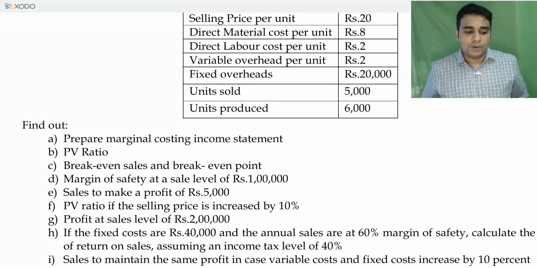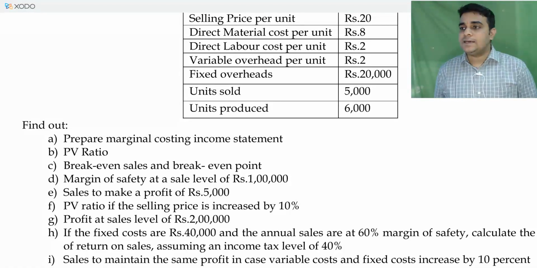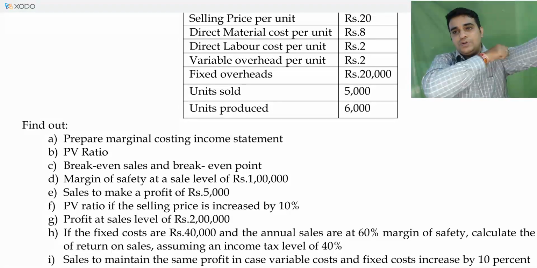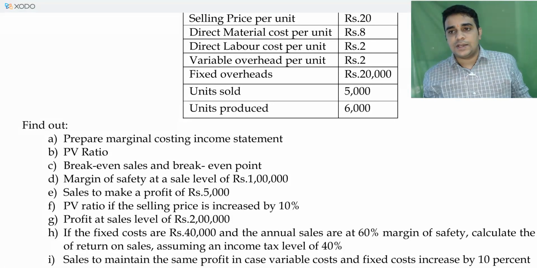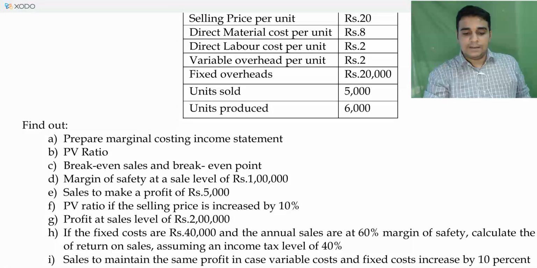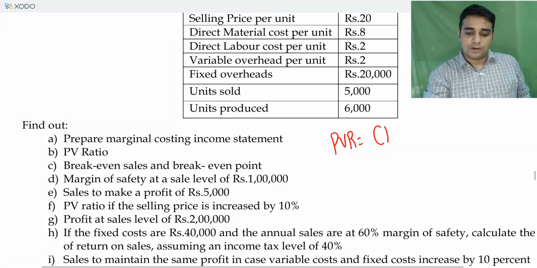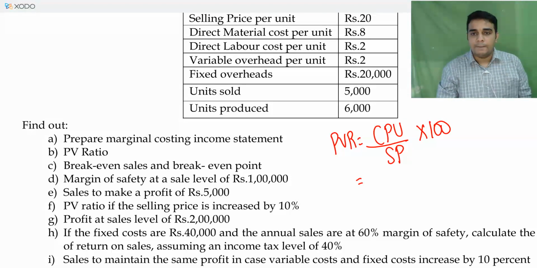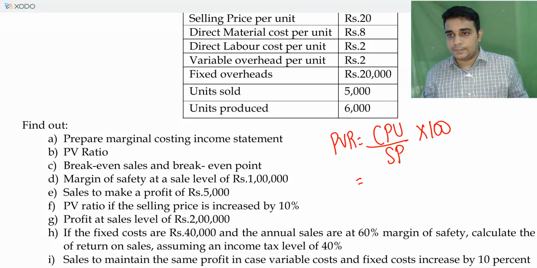PV ratio: if the selling price is increased by 10%, there is a change in the selling price. So with that, what is the PV ratio requirement? If the selling price is increased by 10%, PVR is equal to contribution per unit by selling price into 100.